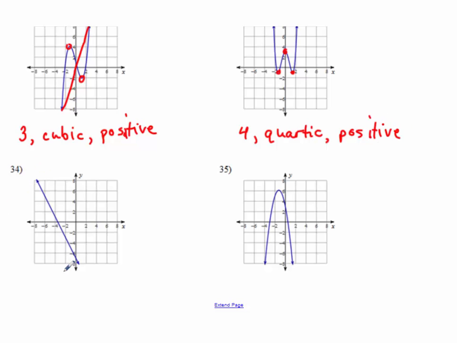Okay, 34 is just a line, so that's first degree and linear. There are no turns, so 1 more than 0 is 1. And is this a positive or a negative slope? Negative, so it's a negative leading coefficient. This is a parabola, which has a degree of 2, or there's 1 turn, so it's 1 more than 1, which is quadratic. And then since it opens down, that's a negative leading coefficient.